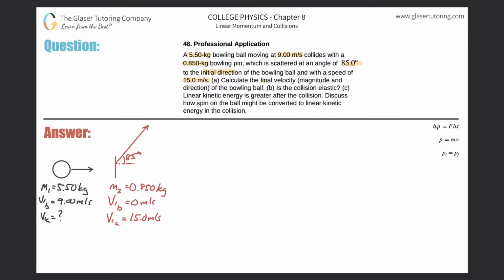All right, so here's our basic setup. Here's the bowling ball. It's initially traveling at 9 meters per second. It has a mass of 5.5 kilograms. And the bowling pin is initially stationary, has a mass of 0.850 kilograms.